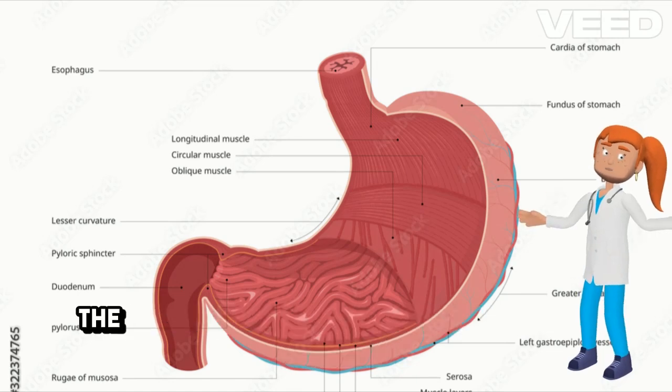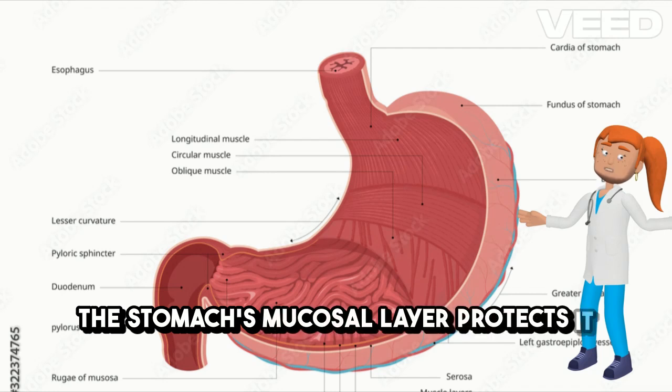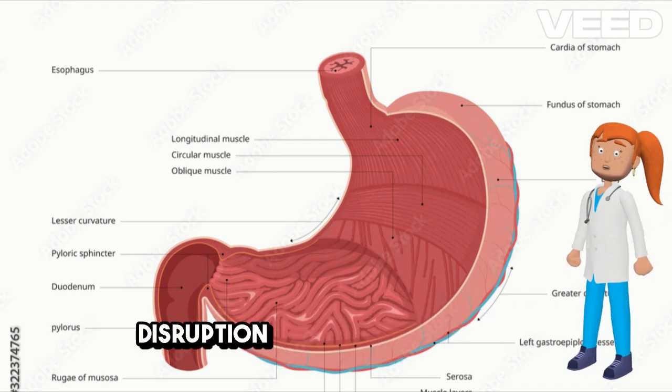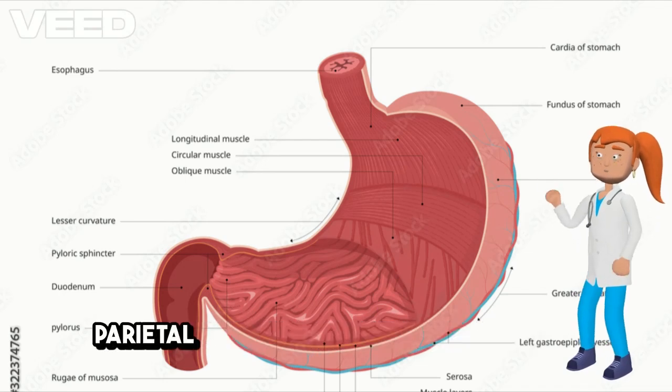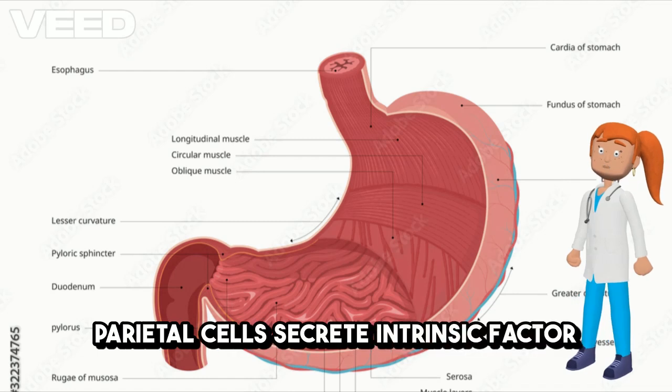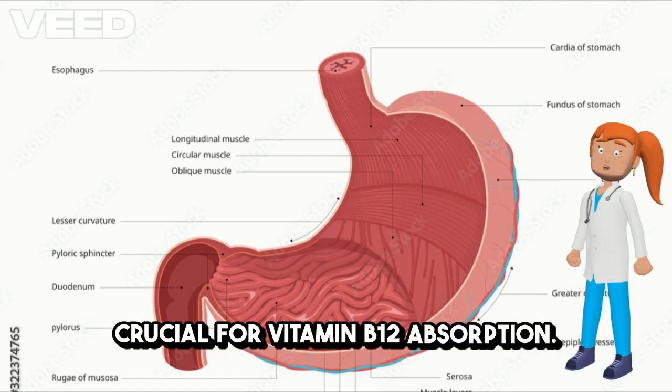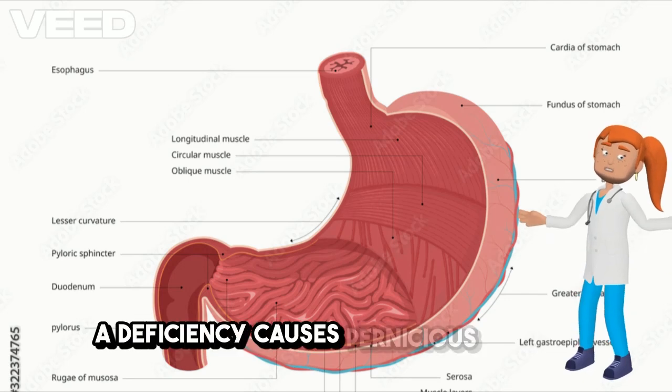Clinical relevance: the stomach's mucosal layer protects it from acid. Disruption of this barrier leads to conditions like peptic ulcers. Parietal cells secrete intrinsic factor, crucial for vitamin B12 absorption. A deficiency causes pernicious anemia.